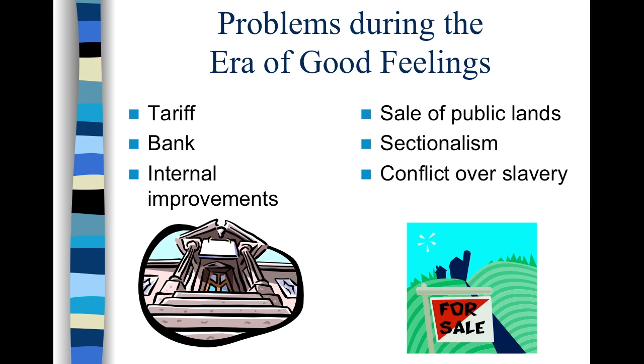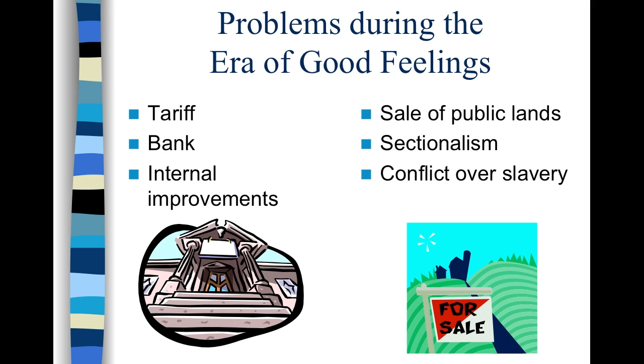There are several problems that take place, and I'm going to continue with this one right here and then stop. Problems during the era of good feelings: you have an increase in tariff. You have the bank issue that becomes problematic to a large degree because of the credits and everything. You have the internal improvements. Remember the constitutional issue about funding improvements within the states. You have the sale of public lands, and the two big ones: sectionalism that begins to rise up and become paramount during this time period, and also the conflict over slavery, which again becomes paramount during this period and will continue to do so. Some of the other issues like tariff, the bank, internal improvements, and the sale of public lands are issues that the United States will deal with ongoing.